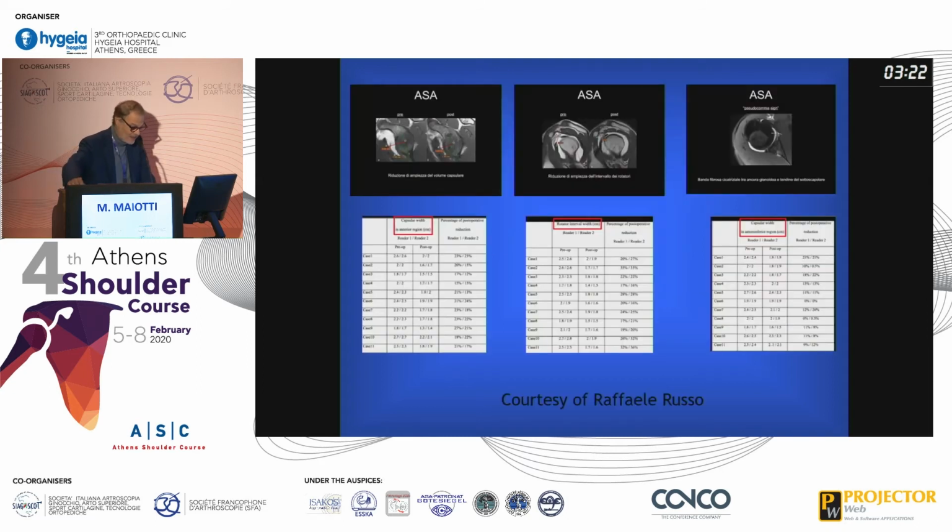This is a work done by my partner Raffaele Russo on 11 cases before an ASA, and he found that you have a reduction of the volume of the capsule after the surgery, and you have a comma sign where there is the tenodesis.